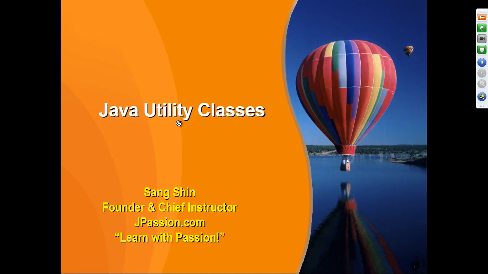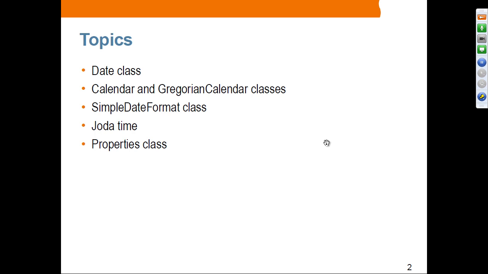Next topic is Java utility classes. Here we are going to look into a few utility classes. Since we have looked into the properties class a bit in our previous presentation, we're going to mostly focus on date and calendar classes. Let's talk about the date class first.